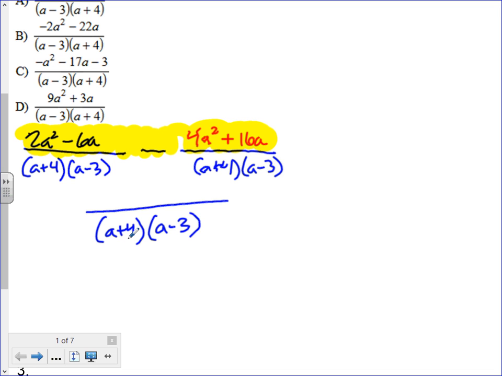Now, a lot of people, though, what do they make a mistake on? They forget to subtract. So change the sign on both of these. 2a squared minus 4a squared, and negative 6a and negative 16a.